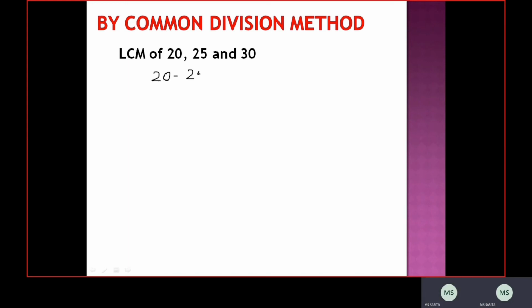20, 25 and 30. They are the three numbers. So firstly, I'm going to do it on 2. 2 ones are 2, 2 tens are 20. 25 can't go, so keeping it as it is. 2 ones are 2, 2 fives are 10. After that, one number is only going on 2. 2 fives are 10. Rest writing as it is.